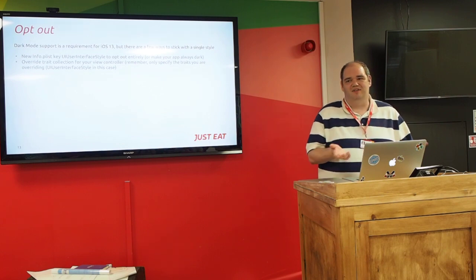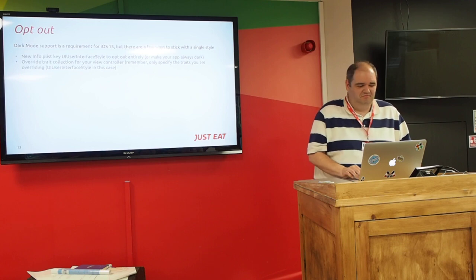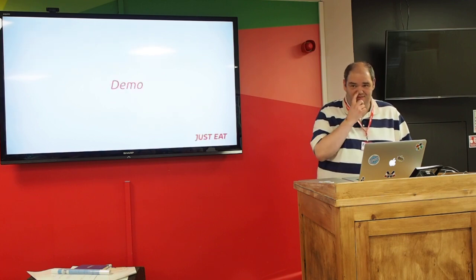And then you can always override the trait collection like you've been able to in the past. So if you want a view controller to always be dark or always be light, you can just do that. And it will always be the trait you want. So, demo.